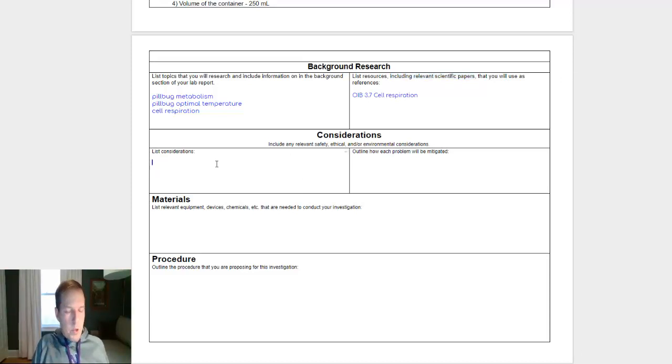Under considerations, I want to think first about safety. In this case, since I'm dealing with a living organism, I would be concerned with potential pathogens from the pill bugs. Otherwise, in terms of safety concerns, there's nothing pertaining to my safety that is really necessarily relevant. I want to think, secondly, about ethical concerns. In this case, because I'm working with a living organism, I want to ensure that I'm doing no harm to that organism. So an ethical concern is not harming the pill bugs themselves. So safety as it relates to me, and then safety as it relates to the pill bugs.